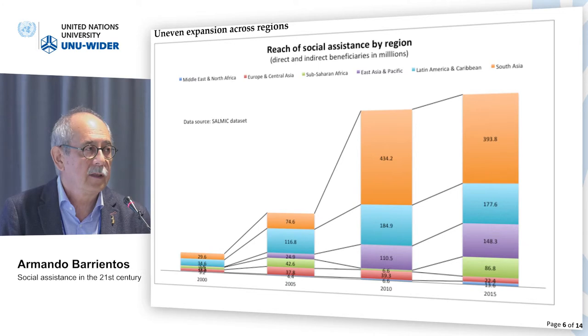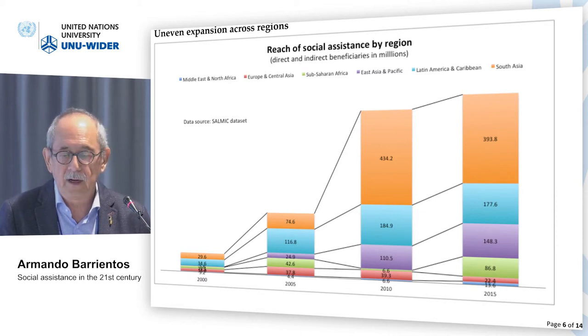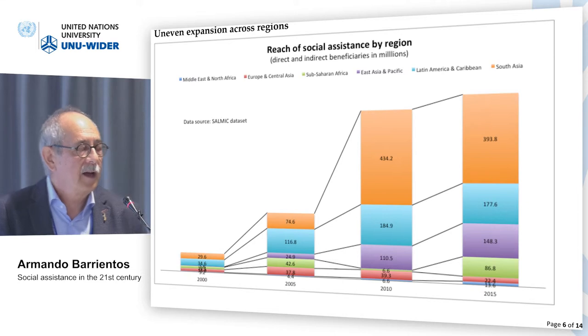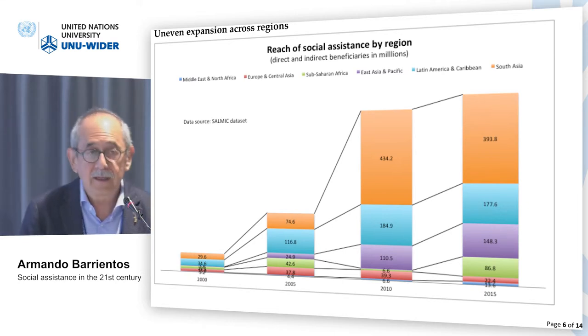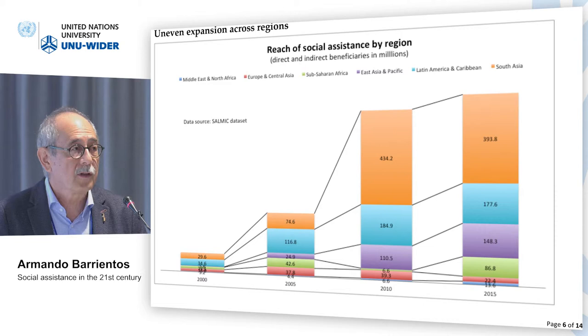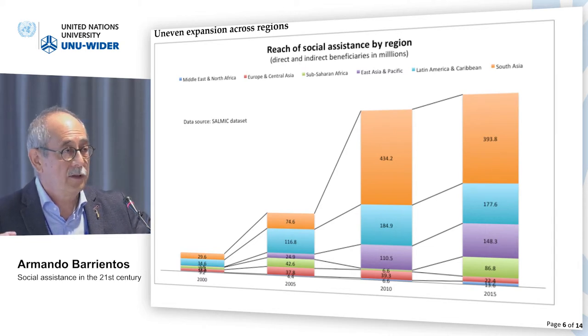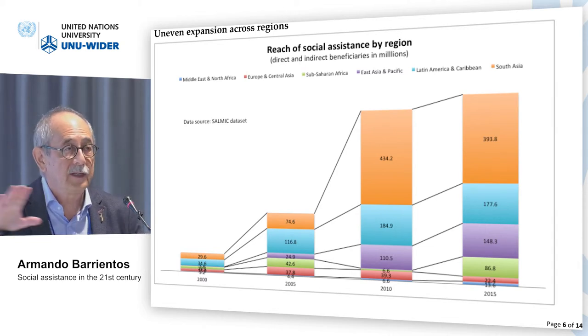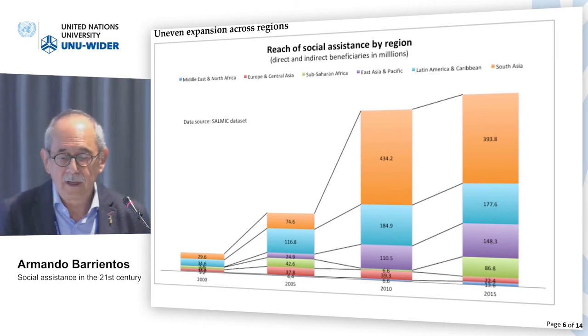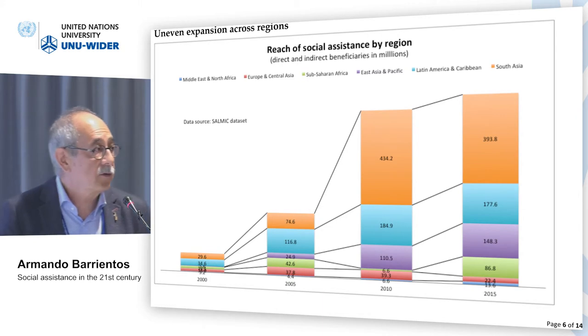If you look at it by region, there are different trends. So the expansion is not even across all regions, as you can see from there. The top is South Asia. These are just raw numbers. Incidentally, it's really hard to normalize this for the reasons that Martin Ravallion was discussing this morning. The reach of beneficiaries of social assistance might not necessarily be people who are in extreme poverty, right? So it's really difficult to normalize. So it's better to present the raw figures.